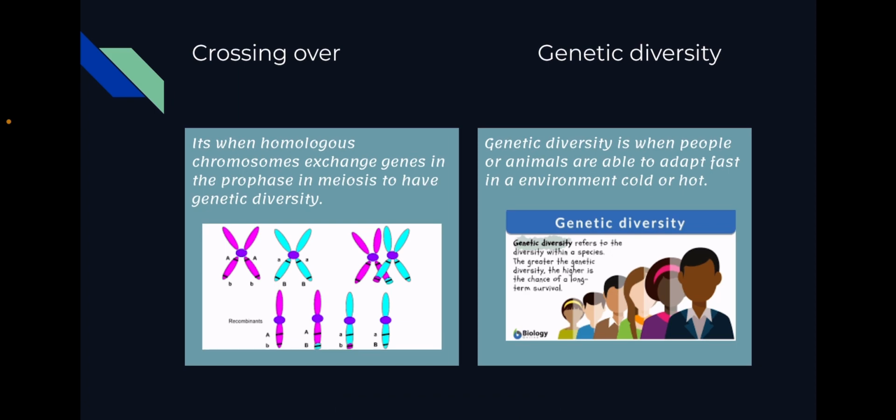Crossing over. It's when homologous chromosomes exchange genes in the prophase of meiosis to have genetic diversity. Genetic diversity is when people or animals are able to adapt fast in an environment, cold or hot, or if they are able to be immune or resist a disease, as you can see in these two pictures of each one.